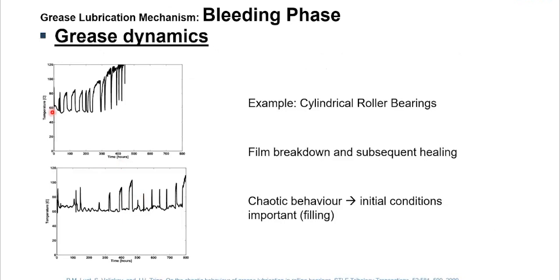Both pictures are of the same grease. You can see that in the beginning, the temperature spike is mainly because of the churning, but after that you also see a lot of temperature spikes. The reason is that over a period of time, the film has started to break. Then metal to metal or asperity contact will be there.